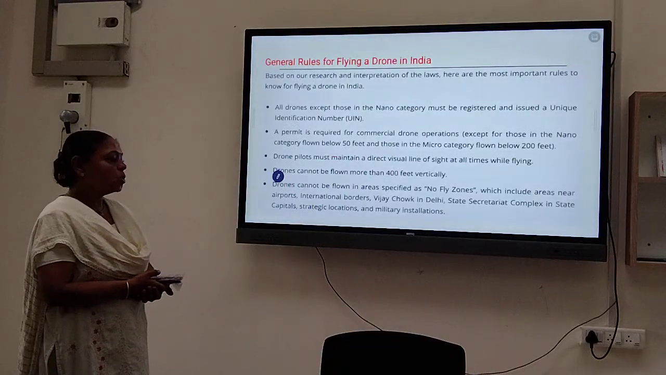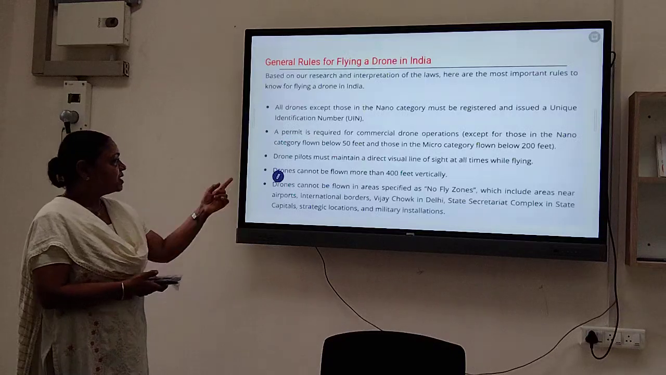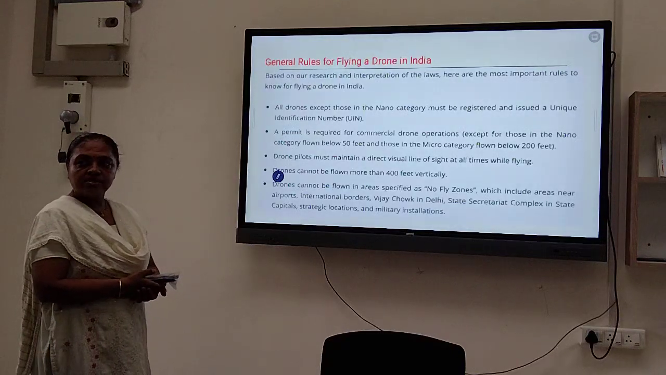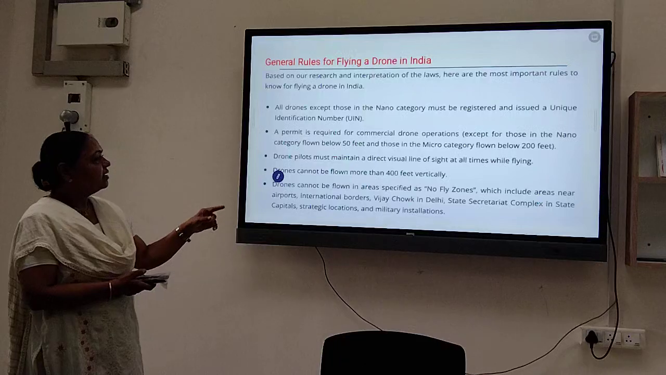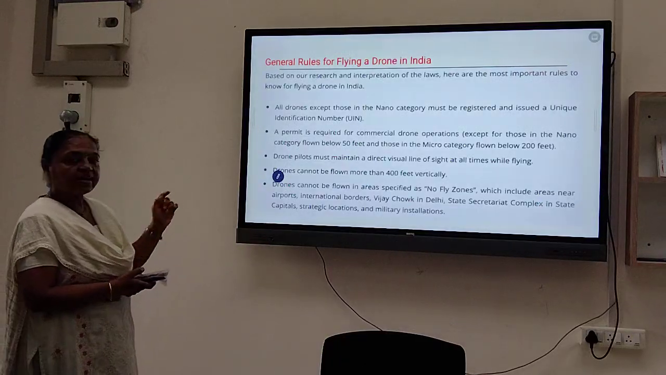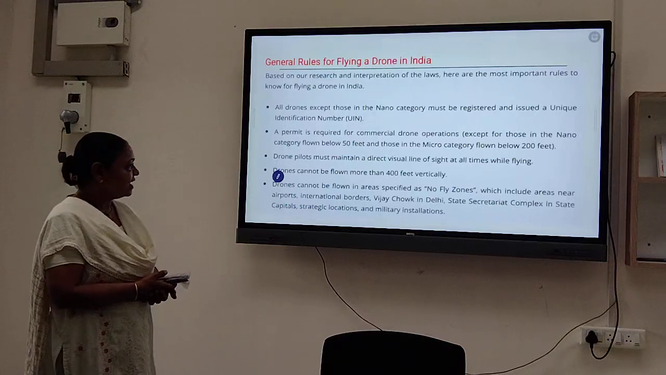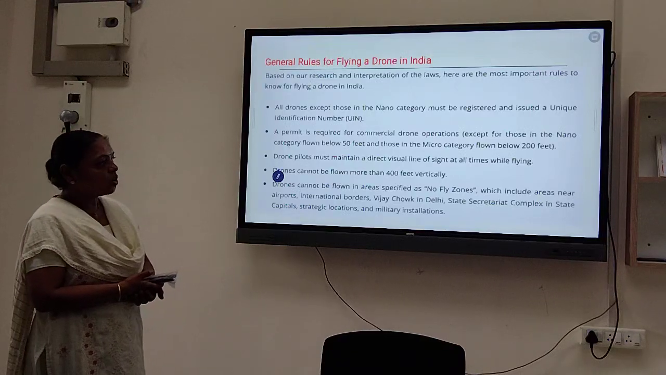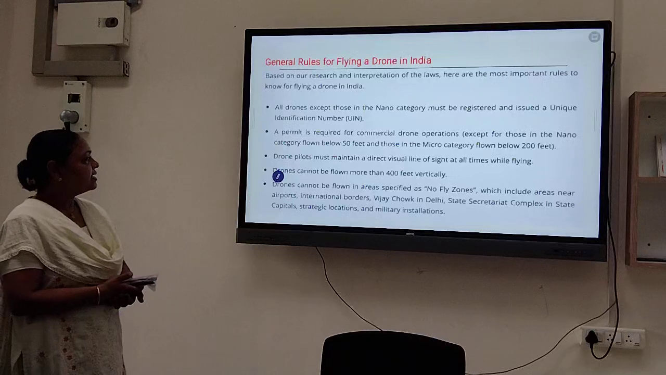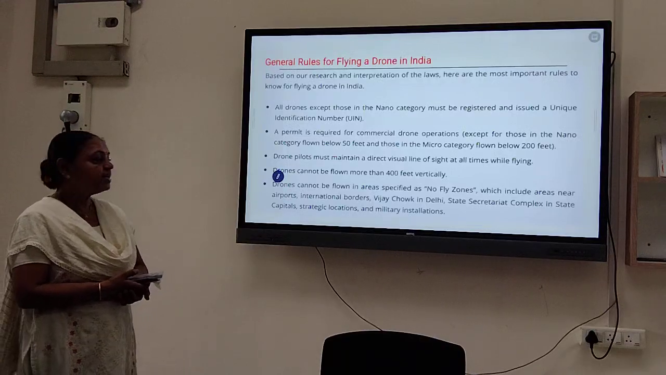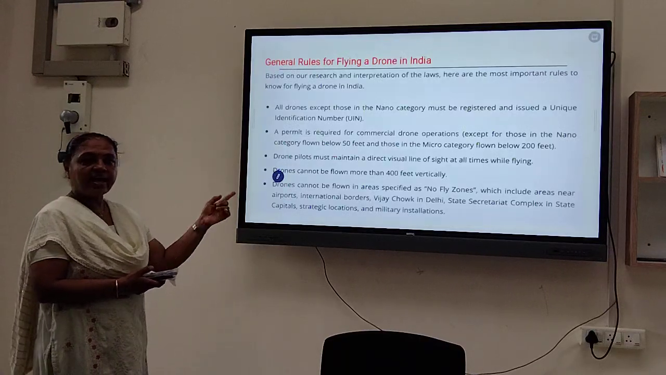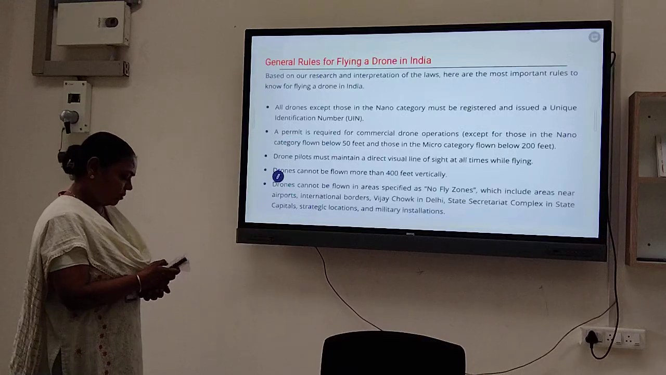Drones cannot be flown in areas specified as no-fly zones. Some areas are restricted, including areas near airports, international borders, Vijay Chowk in Delhi, the state secretariat complex in state capitals, strategic locations and military installations. In those areas, you can't fly the drone.